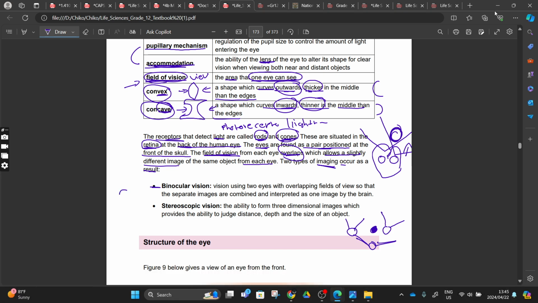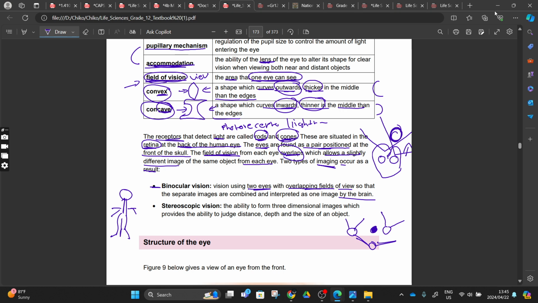We have our human head, let's do it like this. We have our human head having two eyes there. This will be someone here facing that direction, right? This person is facing that direction there. So that person here with binocular vision, let's study the binocular vision. Binocular vision is vision using two eyes with overlapping fields of view, right? So that the separate images are combined and interpreted as one image by the brain, right?